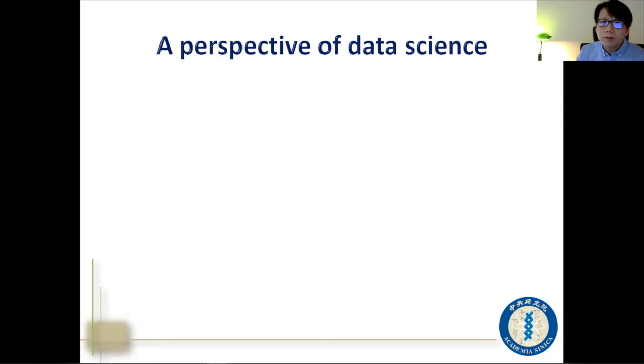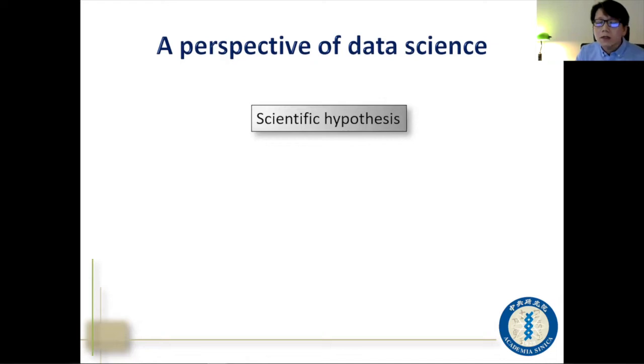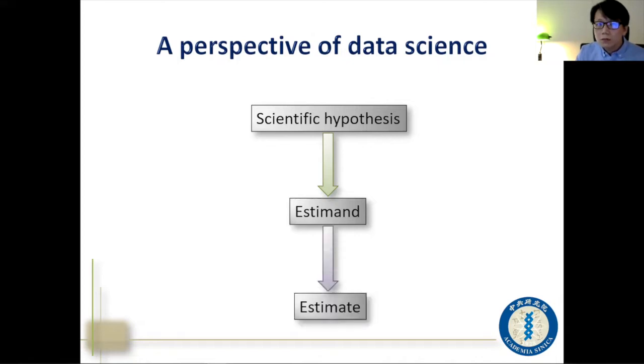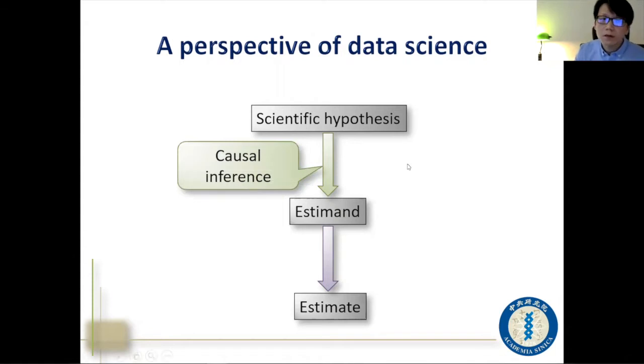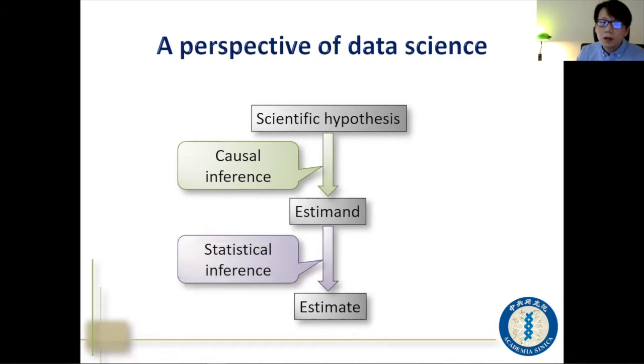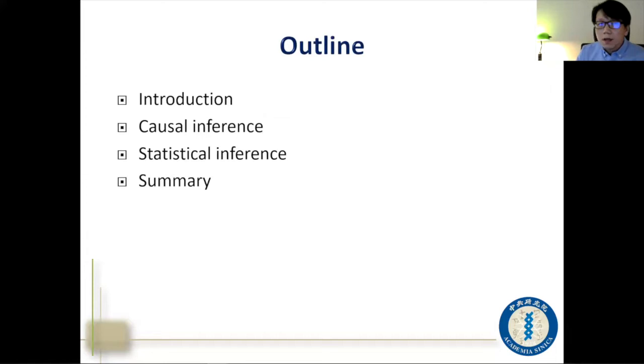First, I would like to share my perspective of data science. If we work on data science, it's very important to formulate your scientific hypothesis, and then from your scientific hypothesis, you come up with an estimand. An estimand can be a parameter, or a function, or even a functional. And then we try to achieve a good estimate. From scientific hypothesis to estimand, this is where we need causal inference. And from estimand to achieving a good estimate, this is where we need statistical inference. So I'm going to split my talk into causal inference and statistical inference.